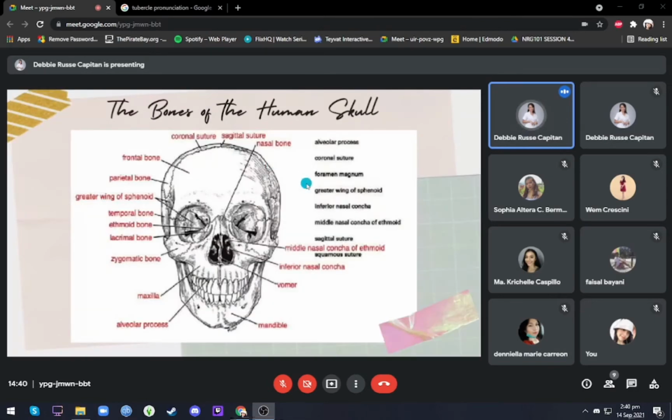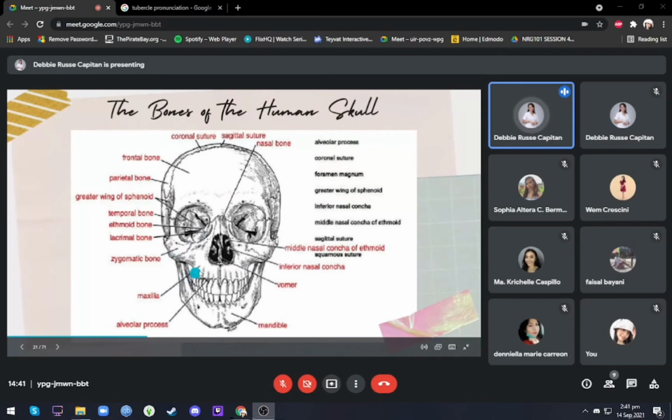As you can see on the screen, we have the labeled human skull. First, we are going to start with this. This is the nasal bone. Next, the sagittal suture, the coronal suture, the frontal bone, our parietal bone. These are the greater wings of the sphenoid. This is the temporal bone. This is the ethmoid bone. This is the lacrimal bone. This is the zygomatic bone, or cheekbone.